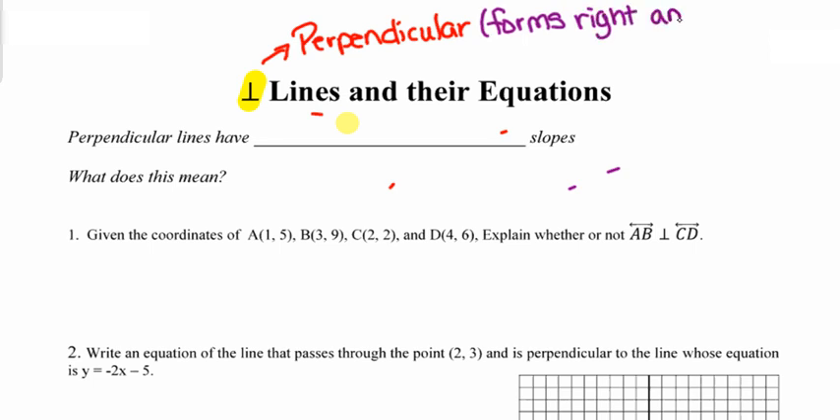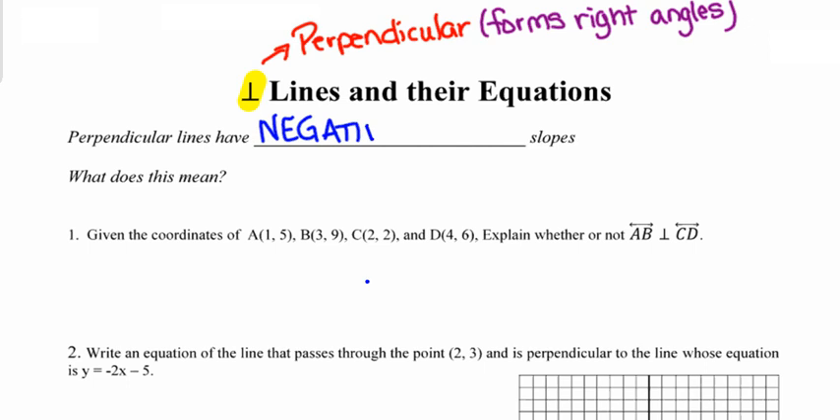And if you didn't remember that from your middle school years, it's time to commit that to memory. That's an important thing to know. So perpendicular means forming right angles. Now, just like parallel lines had a special relationship with the slope, perpendicular lines have a special relationship with the slope also. Perpendicular lines have slopes that are negative reciprocals.